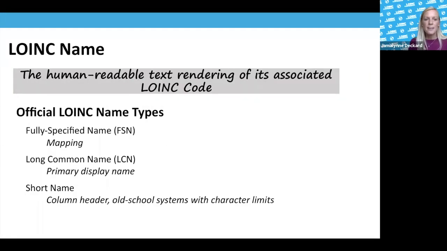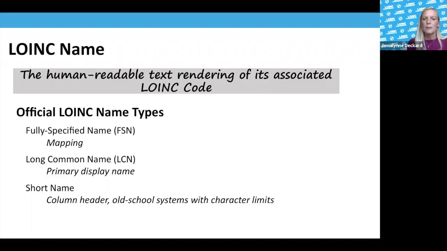The LOINC name is a human readable text rendering or version for that code. And as I mentioned, we have several different LOINC names. The three that are listed here are the most commonly used, I would say, right now. We also have, for example, consumer names, things like that, and provider names. But the fully specified name, which we'll talk about in a second, is the one that we would recommend for any mapping that's being done.